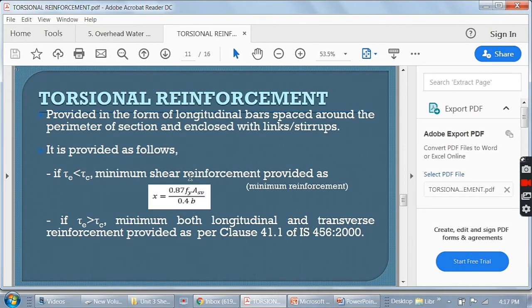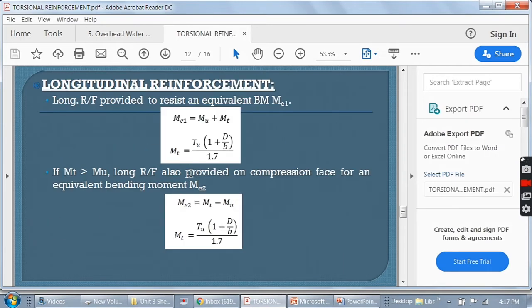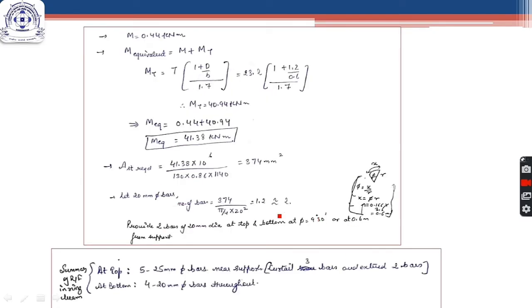So this you must have studied in your previous courses of RCC1. Then longitudinal reinforcement is provided as torsional reinforcement to resist equivalent bending moment of Mu plus Mt, where Mt is Tu into (1 plus D by B) upon 1.7. Here M is the bending moment at that particular point, and T is the torsional moment at that particular point.